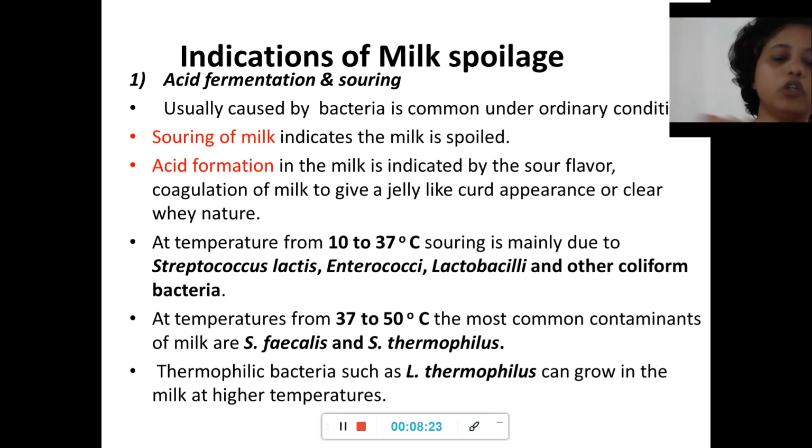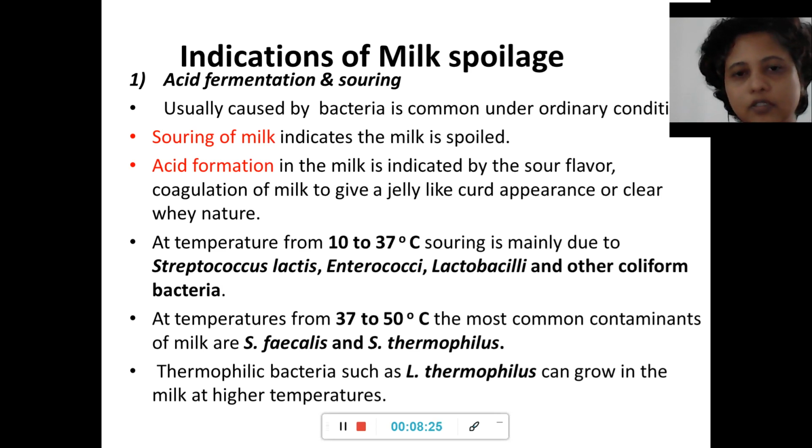At a temperature of 10 to 37 degrees centigrade, organisms such as Streptococcus lactis, Enterococci, Lactobacilli and other coliform bacteria will contribute to this sourness. But at a temperature from 37 to 50 degrees centigrade, we have a different set of microbes such as Streptococcus faecalis and Streptococcus thermophilus, and even at higher temperatures we have other organisms such as Listeria thermophilus, which can grow in milk at higher temperatures and contribute to the souring of the milk.